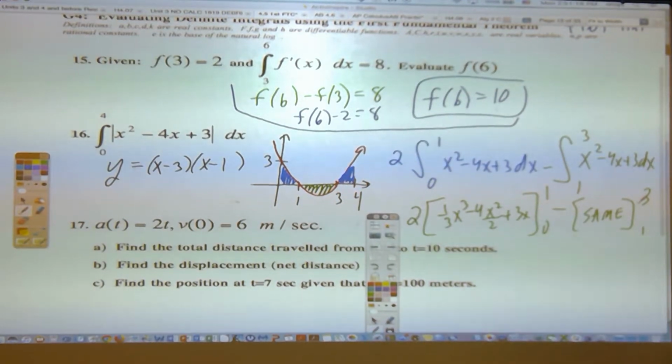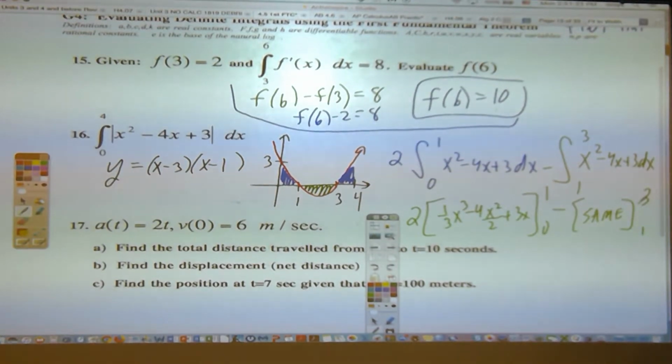Any follow-up questions on number 16? Trying to get our notes complete. By the way, as you're getting ready for the quiz on Thursday, it's not a bad idea to take notes and kind of refill them out, kind of do them fresh. Jack, go ahead.